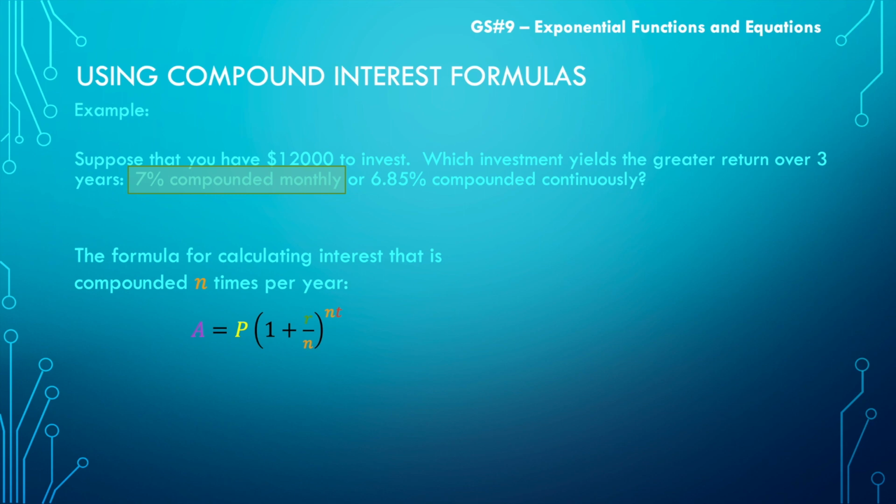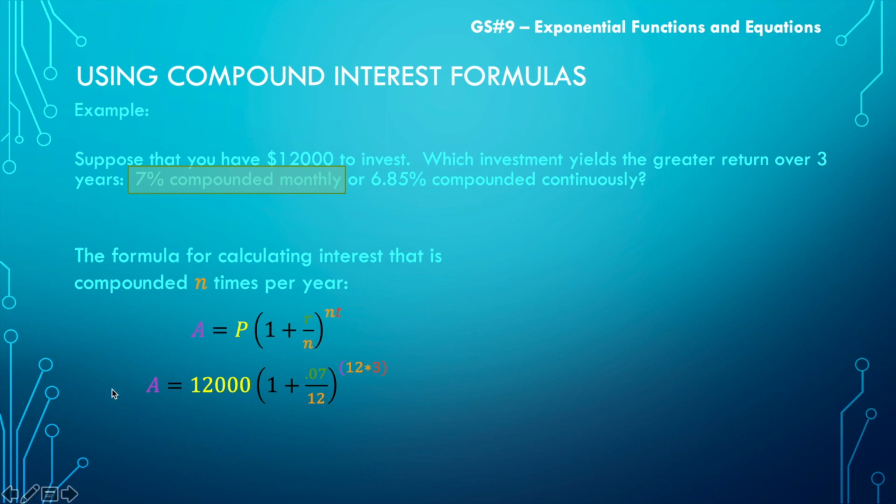So in this case, we're going to have to use that first formula because that formula is the formula for calculating interest. It's compounded a specific number of times per year. And so since it's compounded monthly, our n will be 12. So let's sub in the appropriate things in the appropriate places.